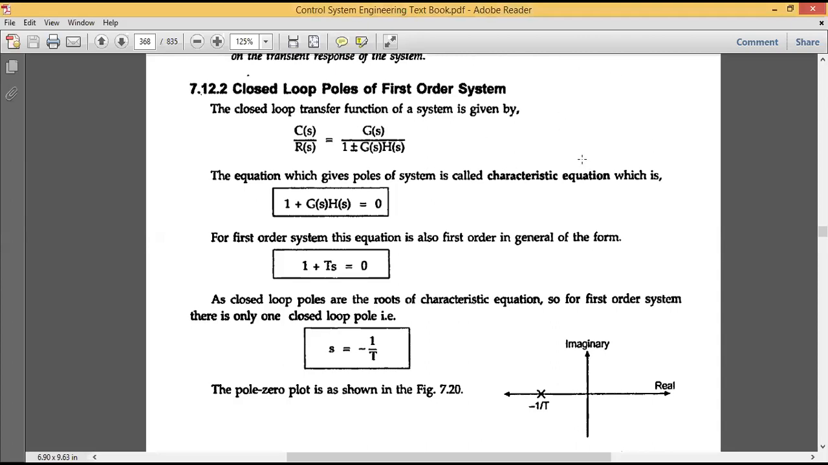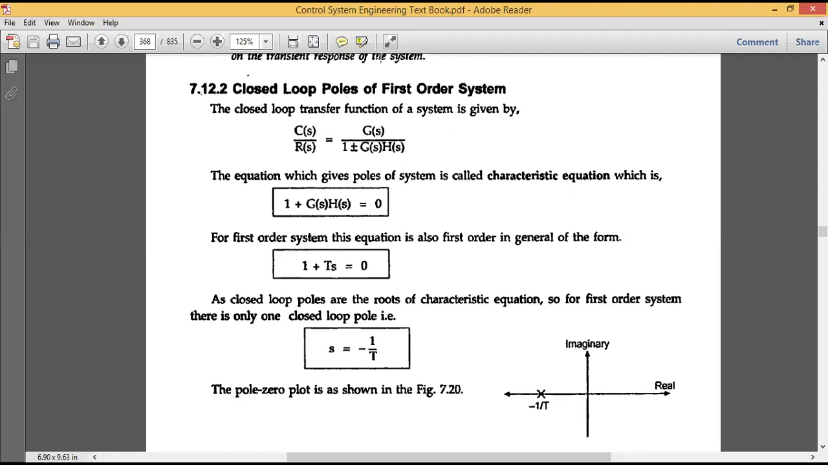In my previous video lecture we studied what a first order system is and how to study the first order system for transient analysis. Now today in this video lecture we will see the closed loop poles of the first order system.